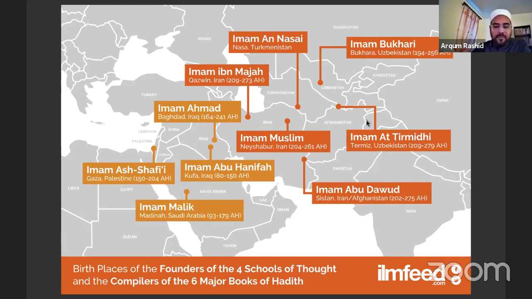Imam Tirmidhi was born in modern day Uzbekistan as well. So as you can see, most of these scholars were from either the Turkic areas or Khorasan in general, and that's modern day Iran. Now, a question might come to your mind. I'll send this chart, by the way, in the group, so you can screenshot it, inshallah. Let's exit out of the screen share.